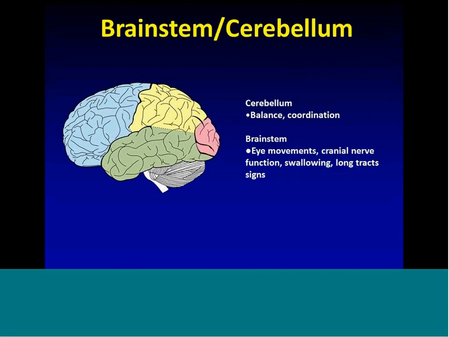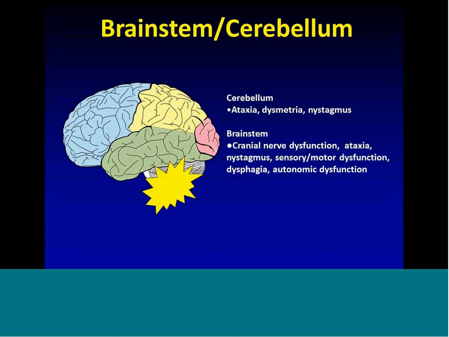And then for the brainstem, the cerebellum is responsible for balance and coordination. The brainstem is involved in eye movement, cranial nerve function, swallowing, and it also controls all the long tract signs. The long tract signs are everything that involves either the spinal tract or all the sensory tracts coming in and out. So you can get motor and sensory symptoms along with eye findings and cranial nerve dysfunction from a lesion in the brainstem.